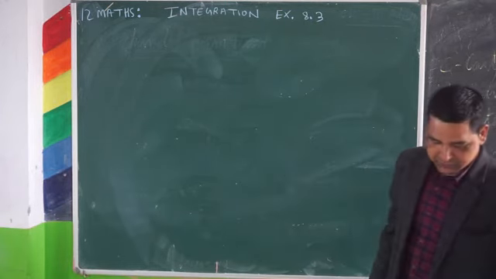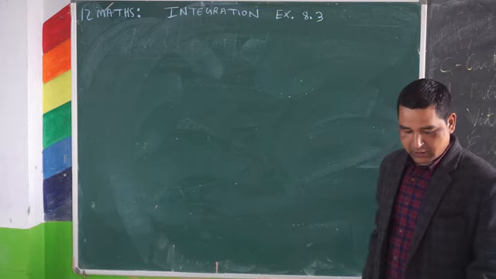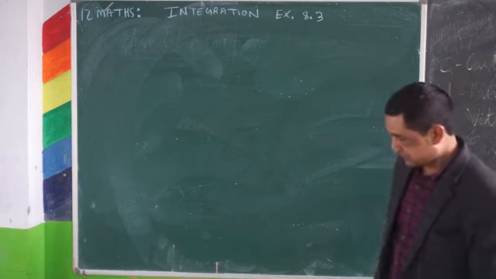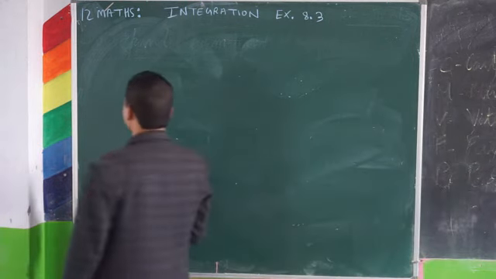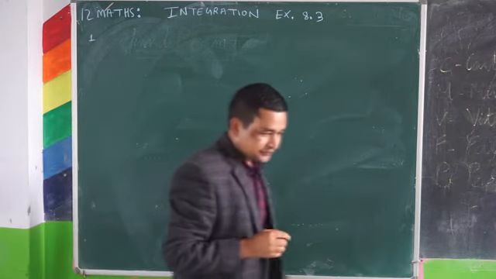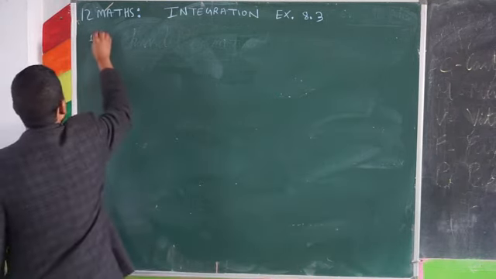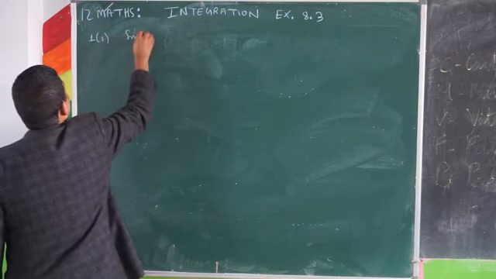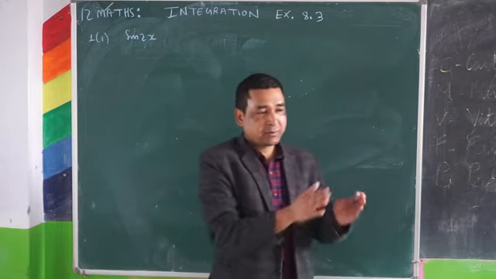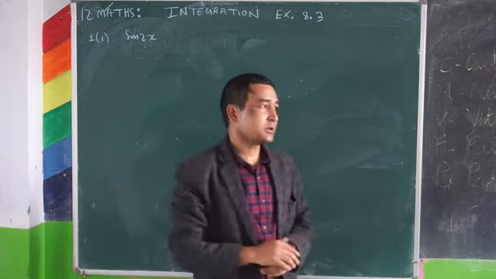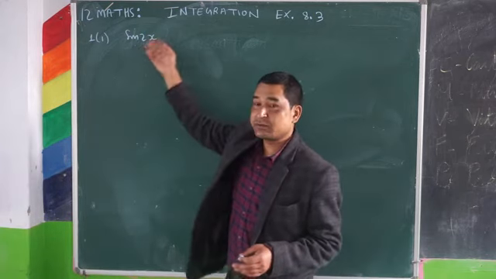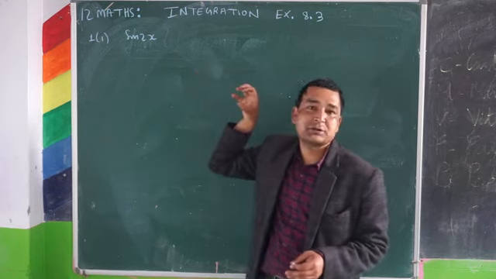Today's first question is to find all the antiderivatives of the following, 1 to 6 terms. I'll explain by solving the questions. Number one, sub question 1 is sin 2x. Antiderivative means from the answer you have to find the question. Whatever is given in this question is the answer, and from this answer you have to find the question.